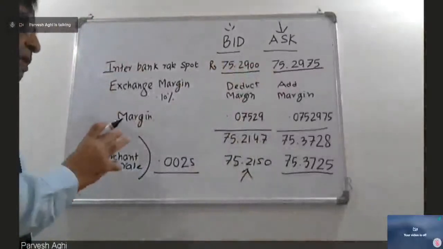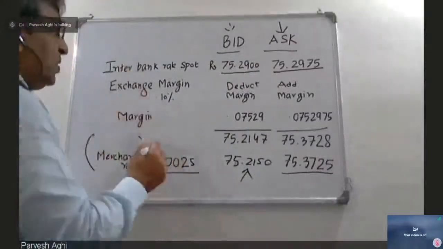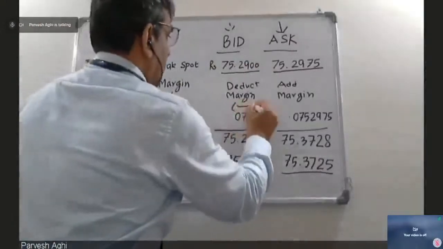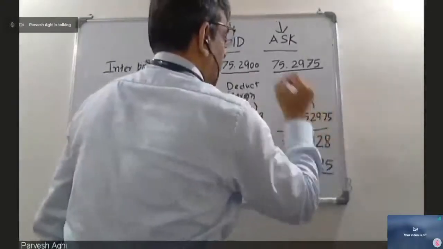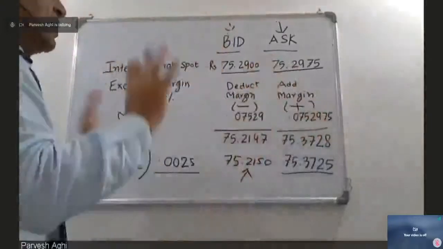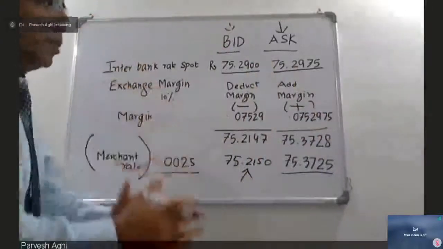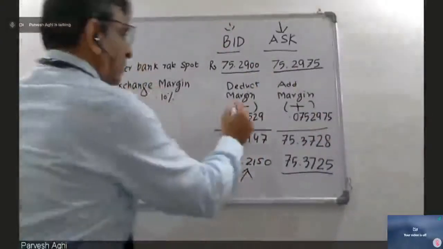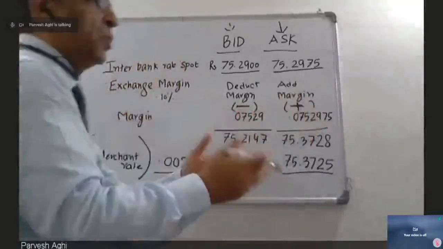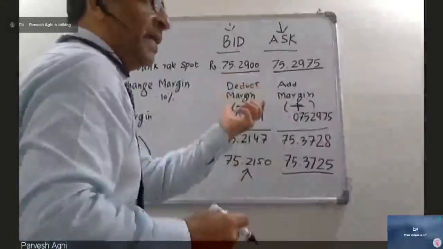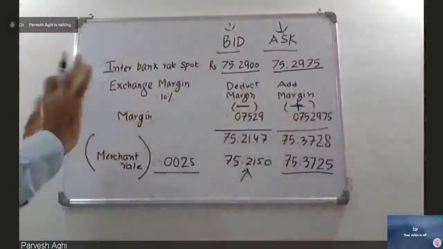Now, you have understood the logic, but sometimes you may forget the logic. So you must remember that in the bid, you have to minus and in the ask, you have to add plus. So it is a minus-plus game when you are converting the rates from the interbank market to the merchant rates. So minus is first, plus is second. It means bad news first and good news later. So first minus, just remember this.